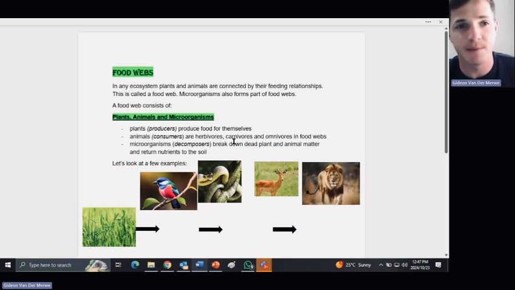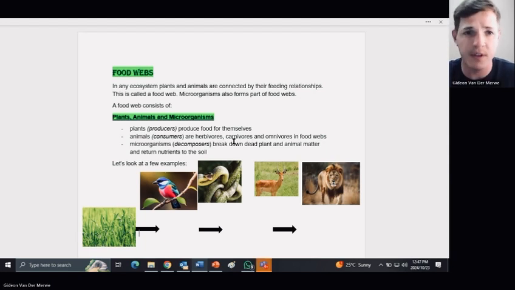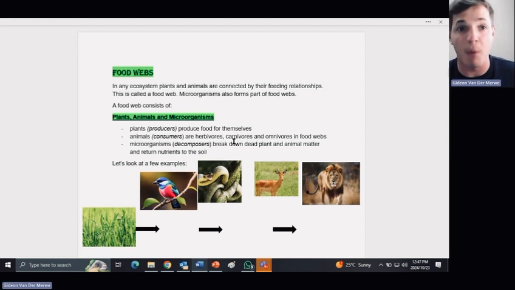So food webs. In any ecosystem, plants and animals are connected by their feeding relationships. So animals feed on plants. This is called a food web. Microorganisms also form part of the food web that acts as your decomposers. A food web consists of three major components. They are plants, animals, and microorganisms.